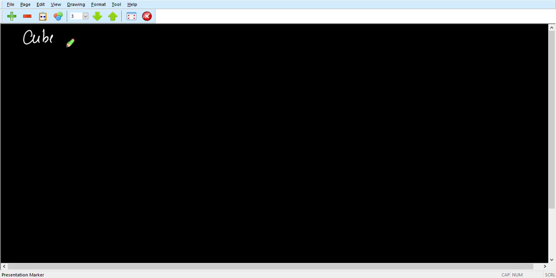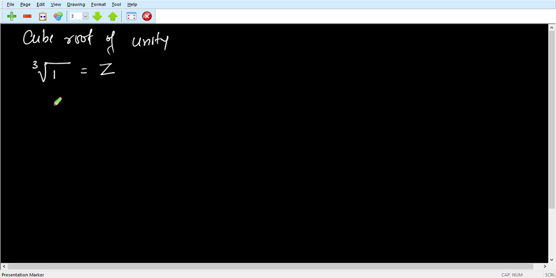Cube root of unity. As you know, the unity is one itself. So cube root of unity is 1 to the power 1 upon 3. Let us suppose I am writing the value of this number by a complex number z.